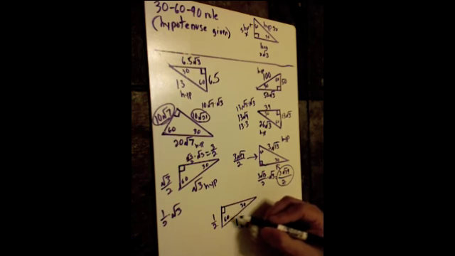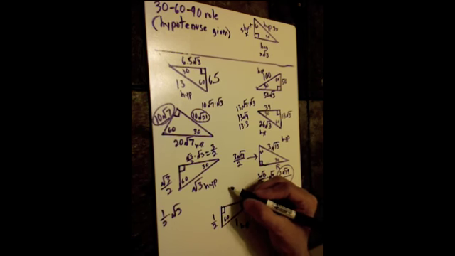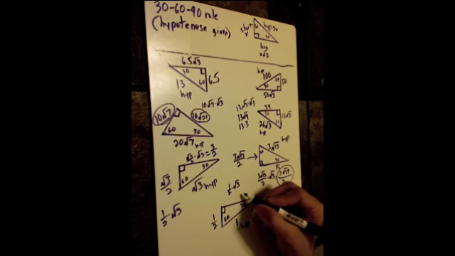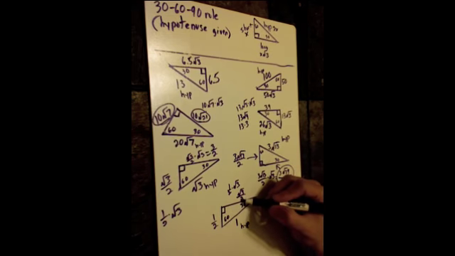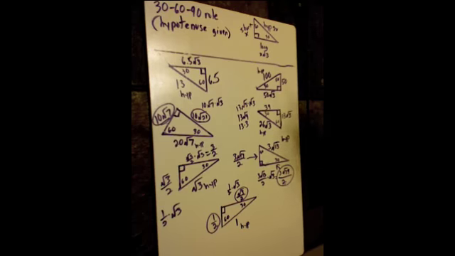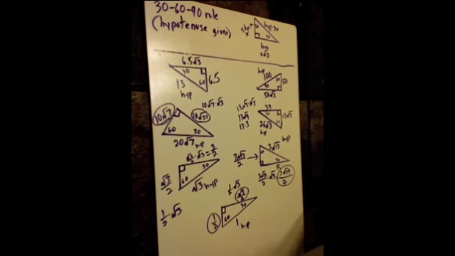And the long leg would be that times the square root of 3. So you can say 1/2 times the square root of 3 if you like. 1 times the square root of 3 gives you a square root of 3 in the numerator and a 2 in the denominator. Square root of 3 over 2 is the long leg. 1/2 is the short leg. That's really all there is to the 30-60-90 rule when you're given the hypotenuse.